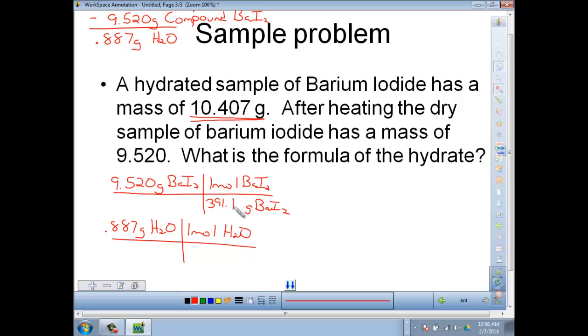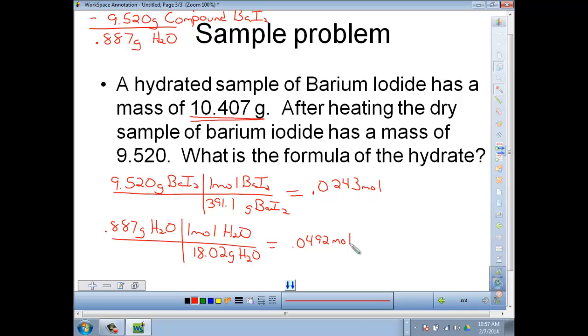Again, I'm just finding the molar mass of it. 1 barium, find its mass. Iodine, find its mass, take it times 2, and like I said, that should end up being 391.1. Water's one that we're going to be dealing with quite a bit. Water will always have a mass of 18.02 grams of water. So when I divide each one out, you're going to find out that the compound, or the barium iodide, is 0.0243 moles. When you divide out the water, you're going to find out that it's 0.0492 moles.